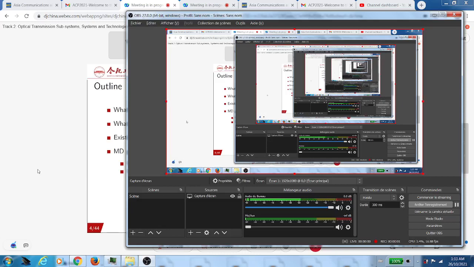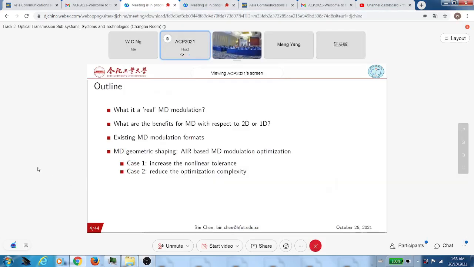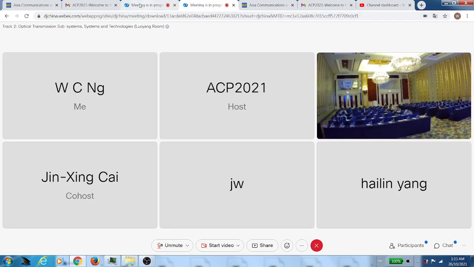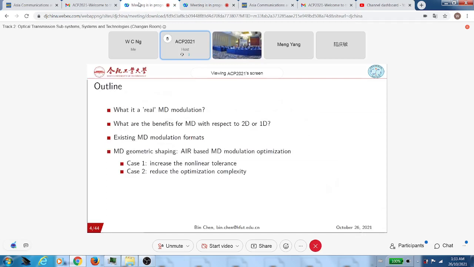The question is what we can benefit from multi-dimensional modulation design with respect to 1D like PAM or 2D QAM constellations. I will also give a quick review of the existing multi-dimensional modulation formats and explain how to get better. In the end, I will give two examples to show how to use attributable information to improve the performance of, or design, a good multi-dimensional geometric shaped constellation.